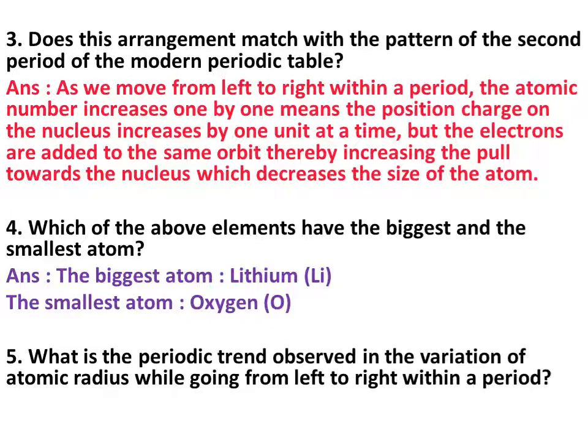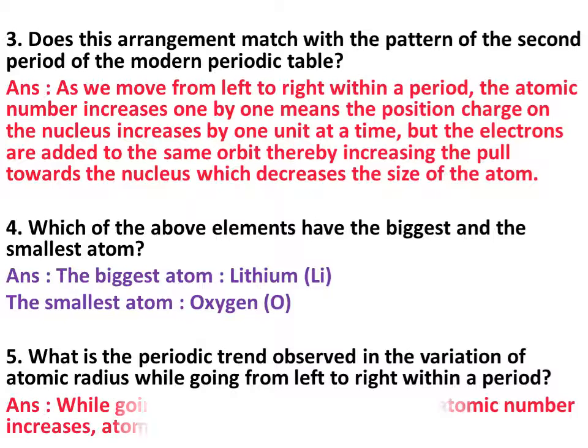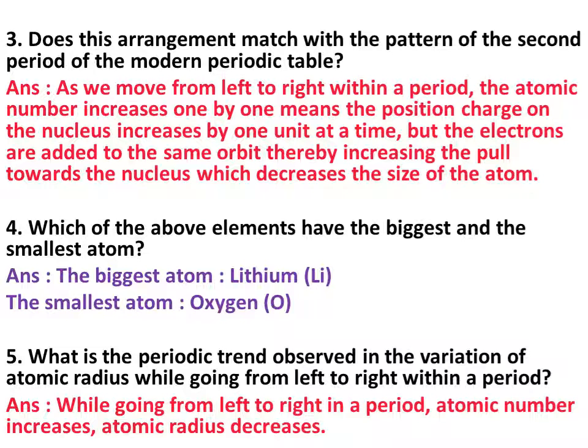What is the periodic trend observed in the variation of atomic radius while going from left to right within a period? While going from left to right in a period, atomic number increases. So the atomic radius decreases.